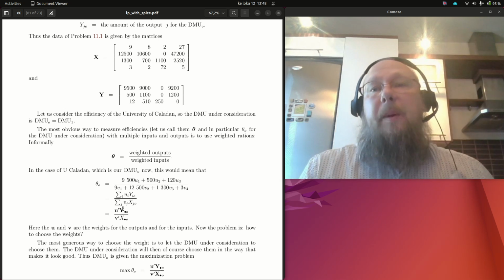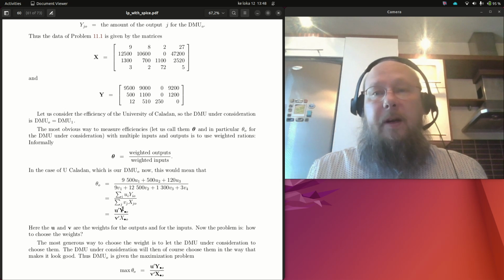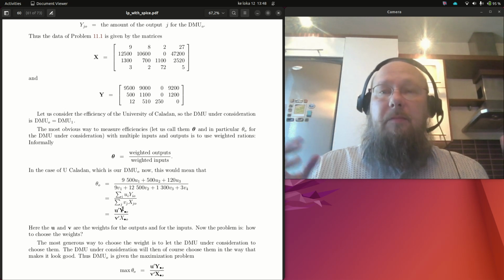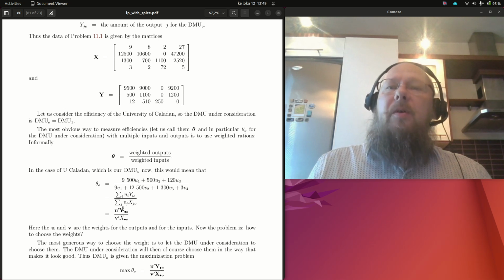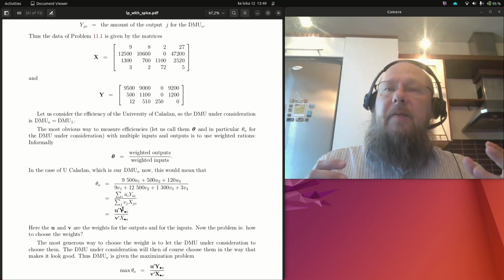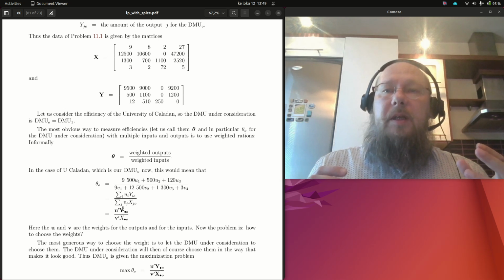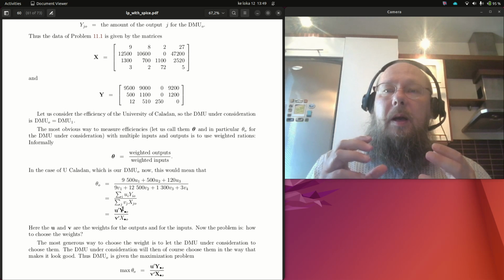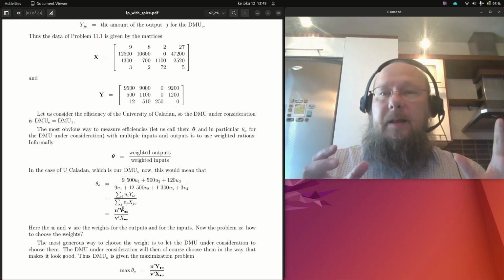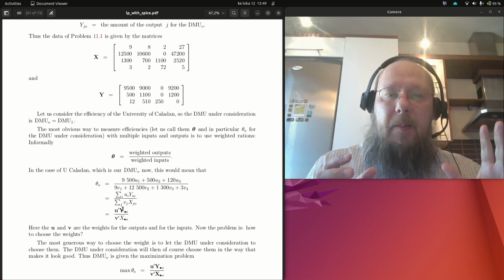And you may think that maybe the emperor wants to give the weights. Fine, if the emperor gives the weights, then everything is calculated according to the weights, and we will check whether it's 100% efficient or not. But the emperor doesn't want to do this. He wants to compare these different DMUs, these different universities, to each other, and so the weights somehow are calculated by comparing all the DMUs together, and nobody just sets them. So how does this happen?